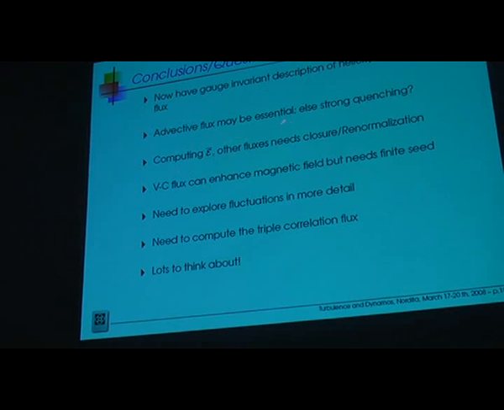The advective flux may be actually essential, and I'm not convinced yet that all the other fluxes can arise without you kicking it in some way. And computing, of course, all these fluxes under turbulent EMF needs a closure or renormalization or something which we have to keep exploring. We know something about the tau closure, but we need to know other things. The VC flux can enhance the magnetic field, but needs a finite seed. You need to explore fluctuations in more detail, I think, and this is something which I think we should keep doing, and to some extent, Sharanya has started doing this.